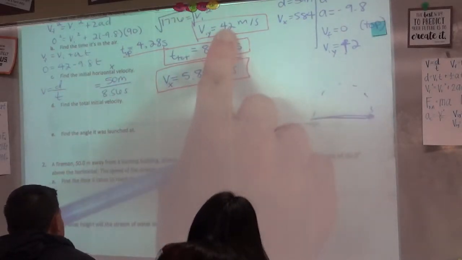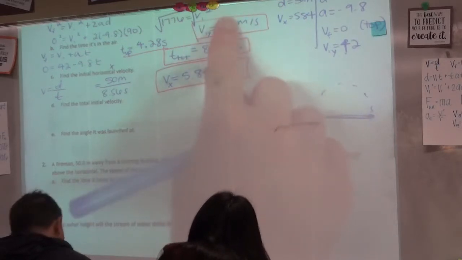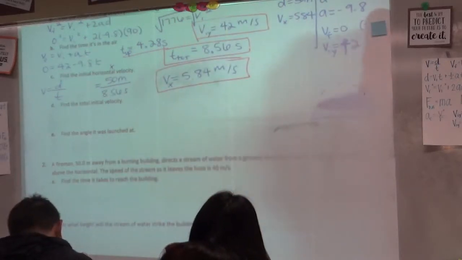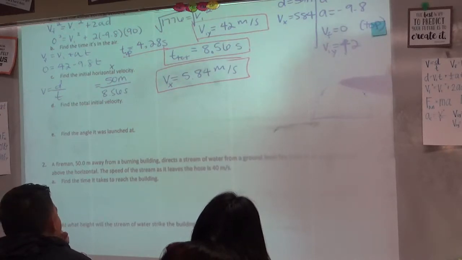Is the 42 meters per second going to be constant? No, this is at the very, very beginning. What happens to it on its way up? It slows down until it's 0 at the top, and then it is negative and getting faster.